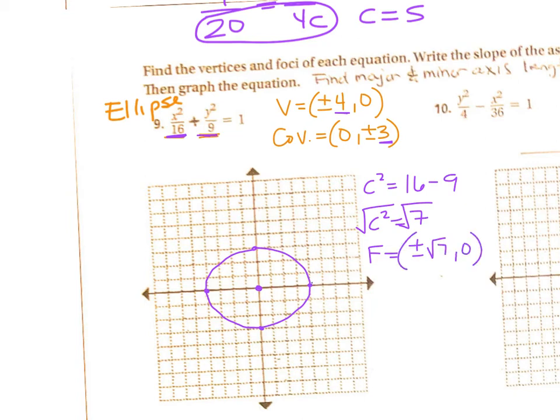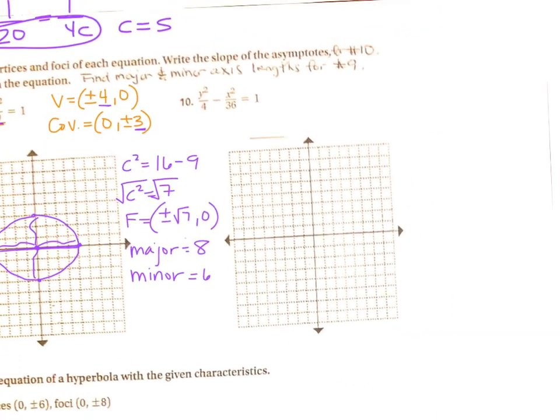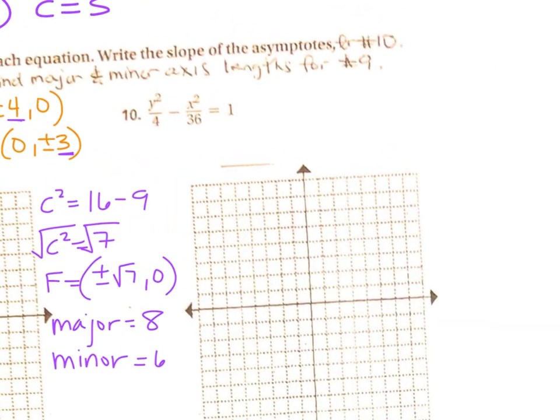Okay, because remember, foci are by the vertices. So foci would be on this line, which is our major axis also. So our major axis is 4 and 4, so 8. And our minor axis is 3 and 3, so 6. All right, this one, this is a hyperbola now.